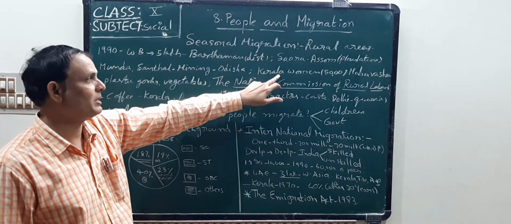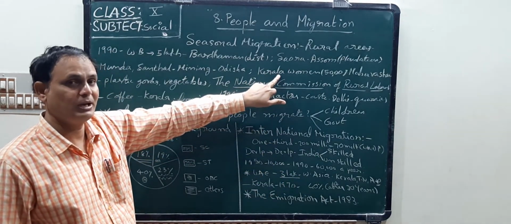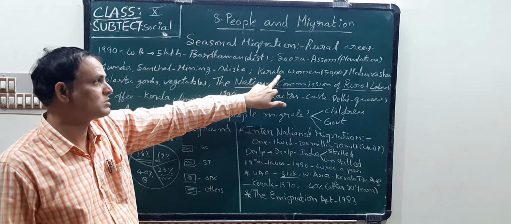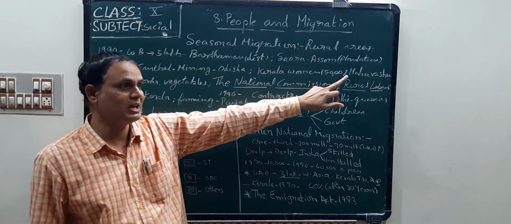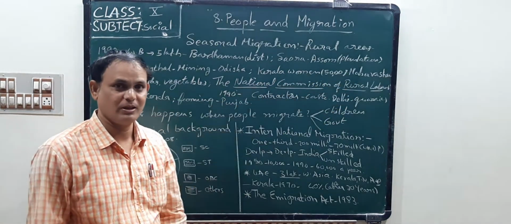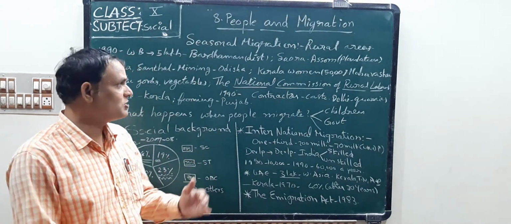Next, Kerala women. Almost 50,000 Kerala women every year go to the Maharashtra area for fish processing. Okay, children? For fish processing.